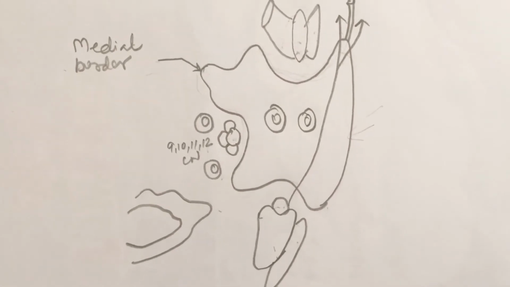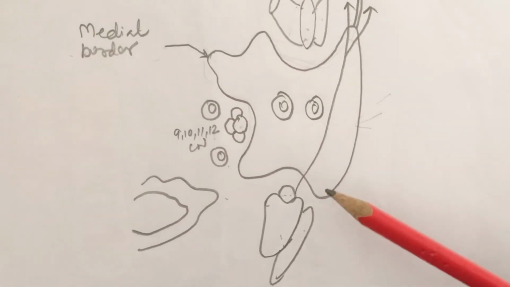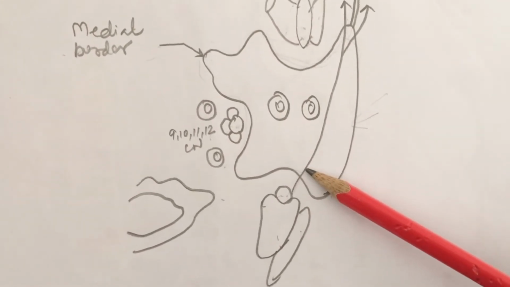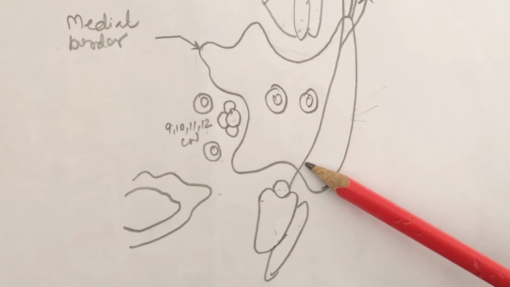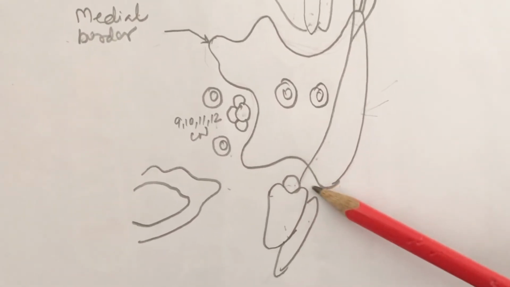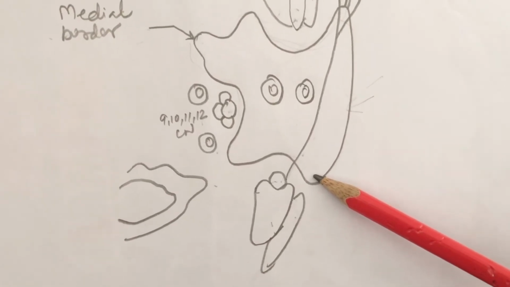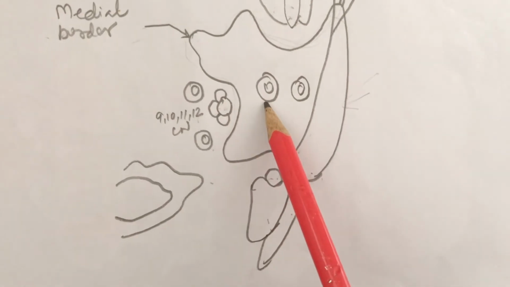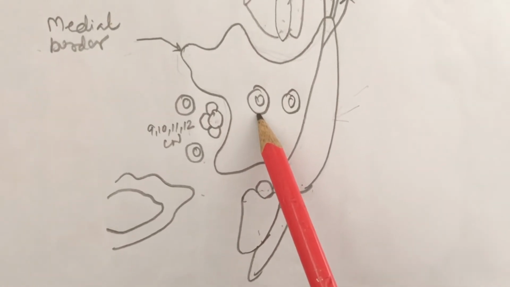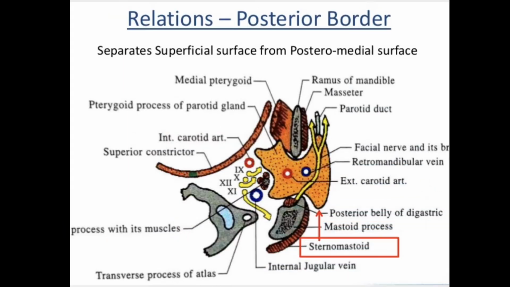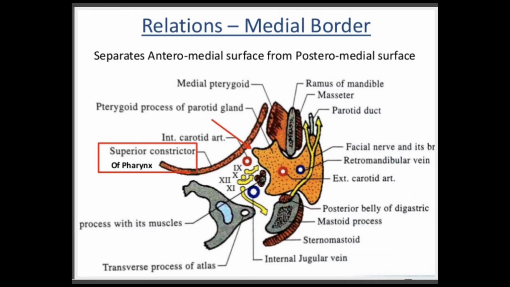The facial nerve, after emerging from the stylomastoid foramen, enters the parotid gland. It enters the parotid gland, piercing the upper part of this surface. So the facial nerve enters the parotid gland from the posteromedial surface. And the external carotid artery lodges in a groove on its lower part before the artery pierces the gland. This is the external carotid artery. The posterior border rests on the sternomastoid muscle. The medial border is also known as the pharyngeal border.